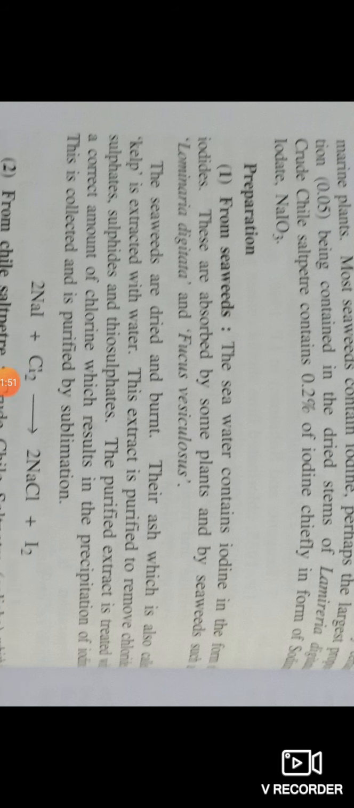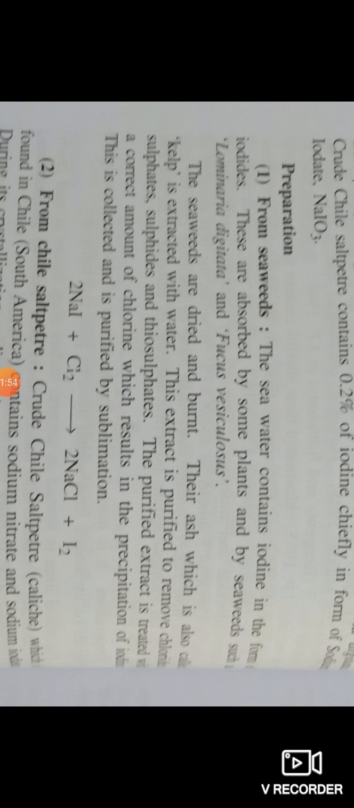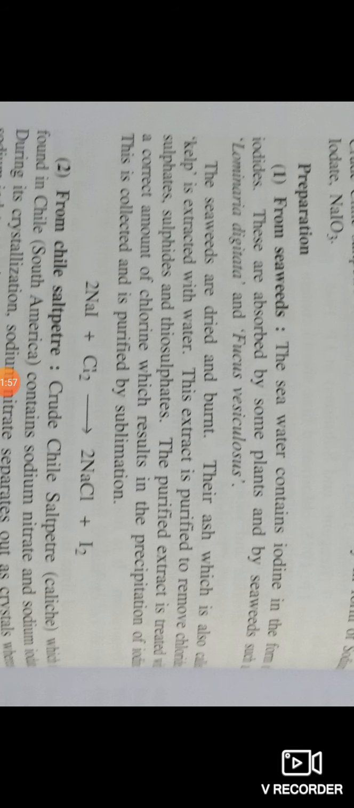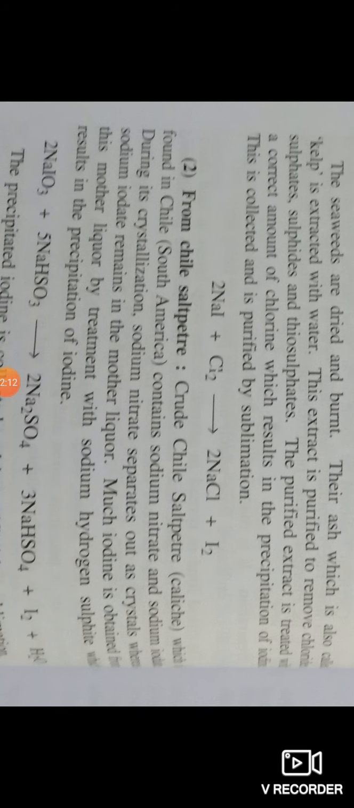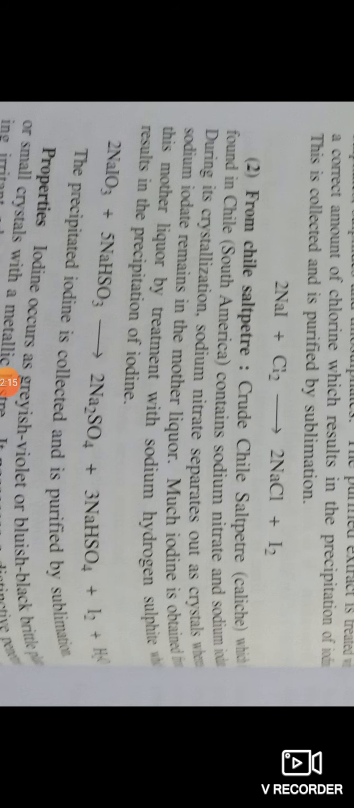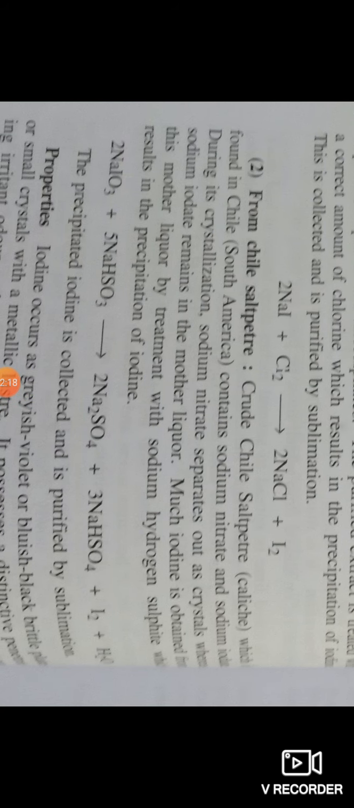That is purified to remove chloride, sulfate, sulfides, and thiosulfates, and also treated with chlorine, resulting in a precipitation of iodine. It is also prepared from Chile salt, which is found in Chile, South America, and contains sodium nitrate. During its crystallization, sodium nitrate separates in crystalline form. Sodium iodide remains in the mother liquors, so iodine is obtained from this liquor by treating with sodium hydrogen sulfate.